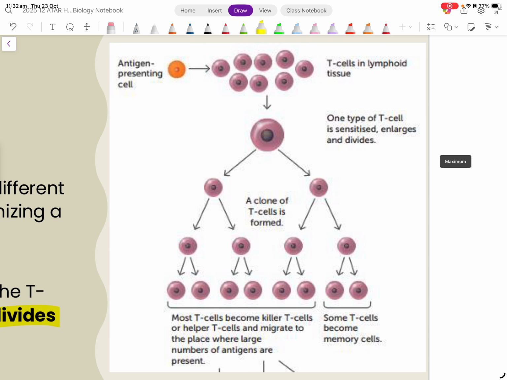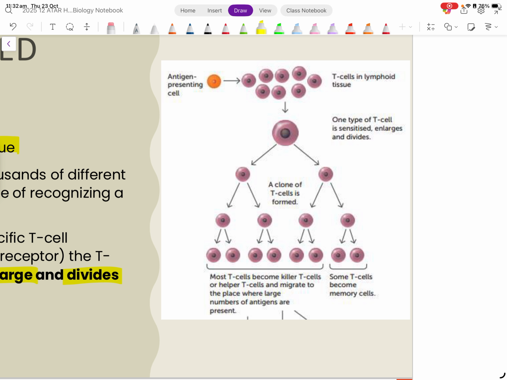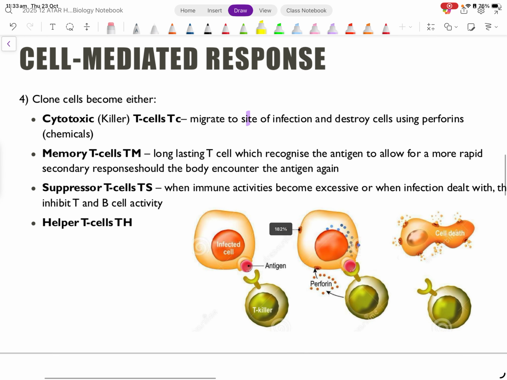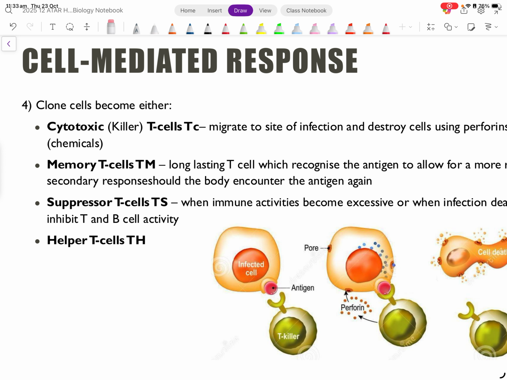So if we have a quick look at this diagram over on the right-hand side, you'll see our antigen-presenting cell arrives in the lymph tissue. Now, one particular type of T cell is going to proliferate, so sensitize, enlarge, and divide, and we're going to get that forming into a few different types of T cells. So this diagram simplifies things somewhat. It's only looking at T cells emerging and becoming killer T cells or helper T cells, and finally memory cells, but we're going to look at an extra type there as well. So following on, here are all of our types of T cells that we need to know.